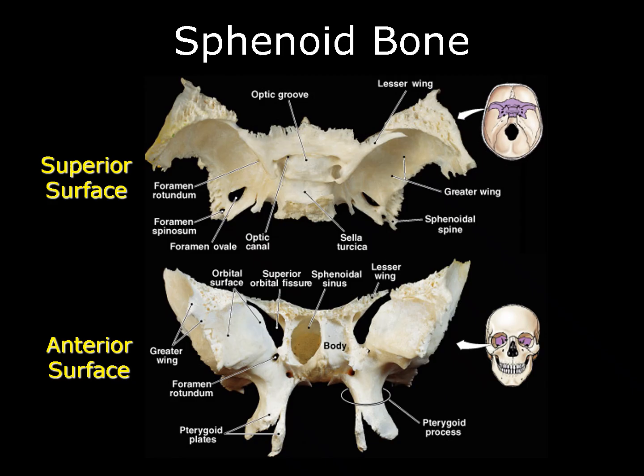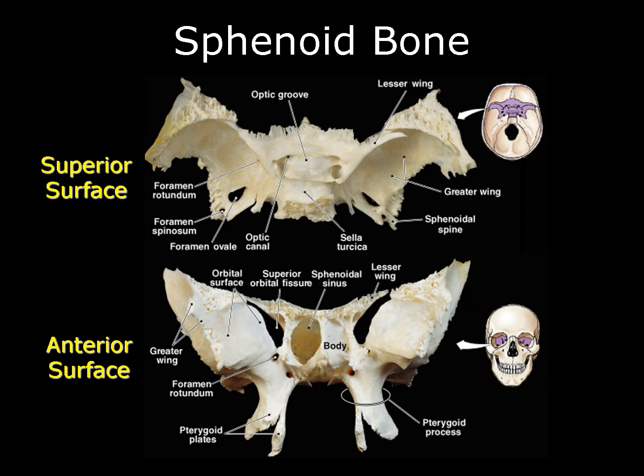The sphenoid is comprised of greater and lesser wings and a body. The superior surface of the body is visible when you are looking down into the skull. It has a saddle-shaped structure called the sella turcica, or Turkish saddle. The seat of the saddle contains a depression called the hypophyseal fossa, which cradles the pituitary gland.